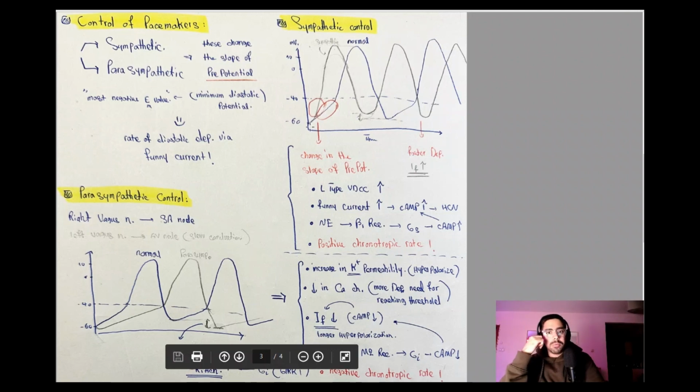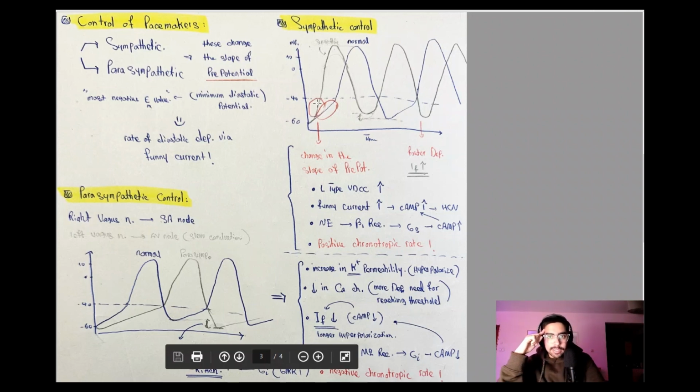So this is the normal. How was the normal? There was some slope of funny current, then depolarization, repolarization, some hyperpolarization, again hyperpolarization, then another action potential. So let's see what is the difference with sympathetic. When the sympathetic system affects, as you see, these funny currents open faster, they push more sodium inside the cell faster, and these signals are sent faster.